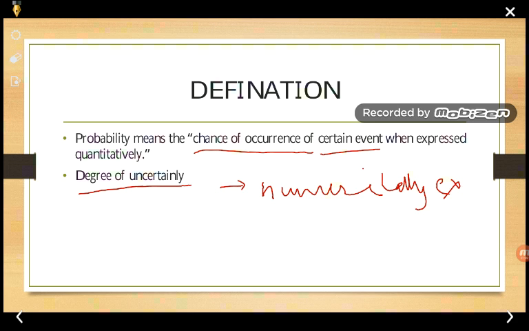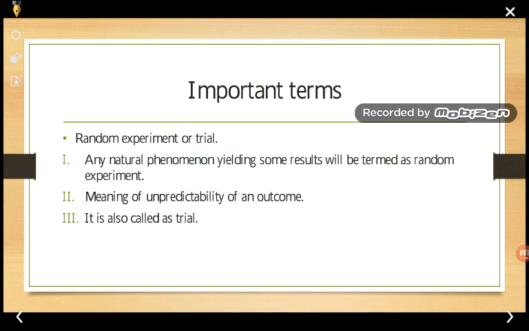So there are certain terms which you must know, and after that we are going to solve the problems of probability. The important terms which we should know: the first one is the random experiment or trial. What do you mean by a trial? Any natural phenomenon yielding some result will be termed a random experiment. Trial is any natural phenomenon yielding some result; after the phenomenon happens, it shows a result, and this is termed a random experiment.